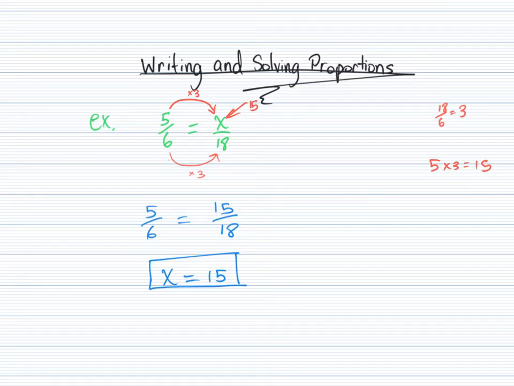Again, you're looking for that common number that multiplies by the numerator and the denominator to get those values. But sometimes this method is not that easy, and I'll show you an example, and we'll talk about another method that we can use to solve in that particular case.